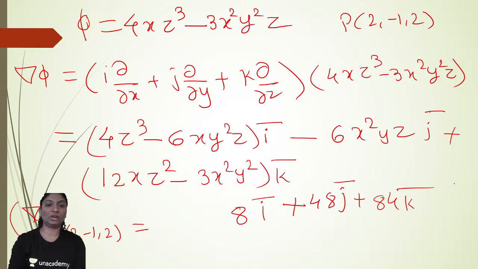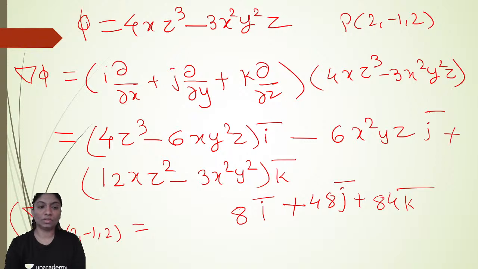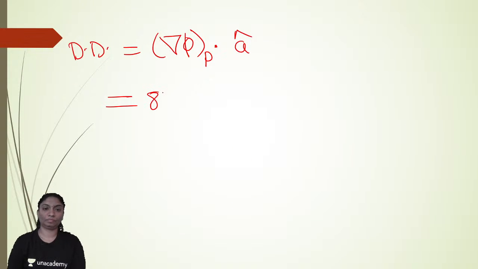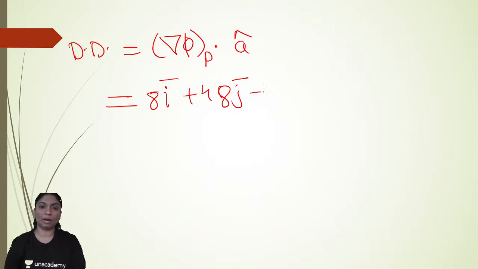Okay, this is your del phi. We will calculate the directional derivative. Directional derivative is equal to del phi at point P dot a cap. So everything we have ready with us. Here del phi at point P is 8 i bar plus 48 j bar plus 84 k bar, dot a cap.